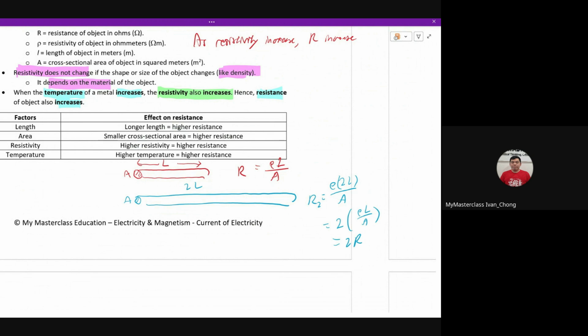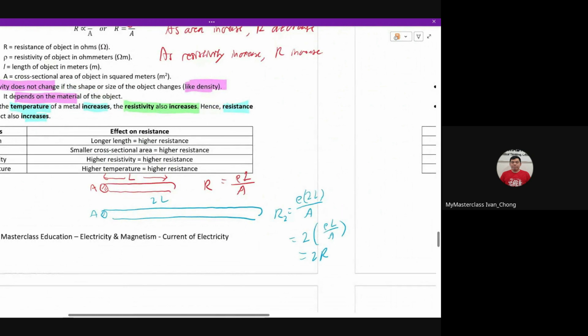Can you see that? So basically, if you were to do a thicker wire with the same length, 2A, what happens? Your R3 is rho L over 2A, right? Then you solve. You actually end up with half R. So you need to take note, some questions are not so nice to give you area. Some questions will give you the radius or the diameter. So you might need to use pi r squared because a wire is a cylinder.